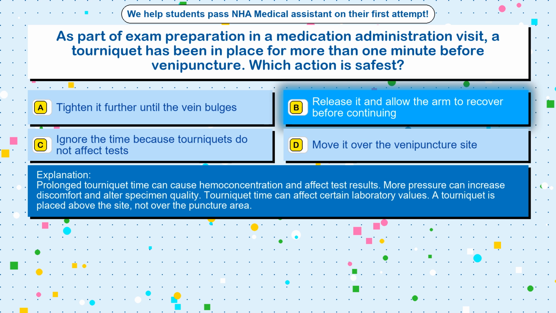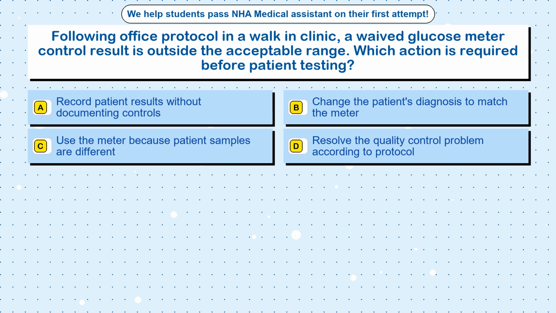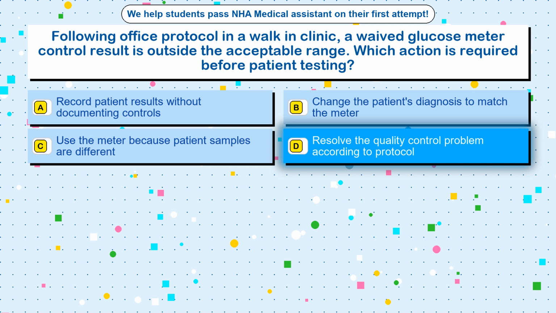Question 7. Following office protocol in a walk-in clinic, a waived glucose meter control result is outside the acceptable range. Which action is required before patient testing? Option A. Record patient results without documenting controls. Option B. Change the patient's diagnosis to match the meter. Option C. Use the meter because patient samples are different. Option D. Resolve the quality control problem according to protocol. The correct answer is option D.